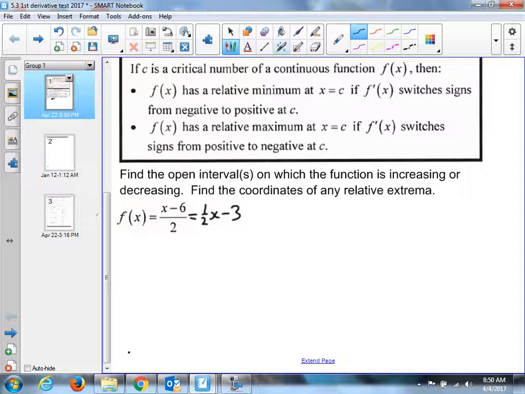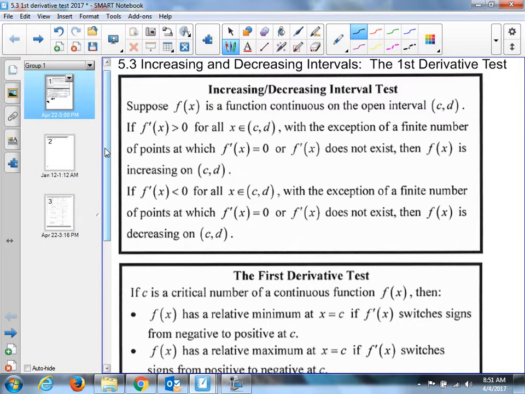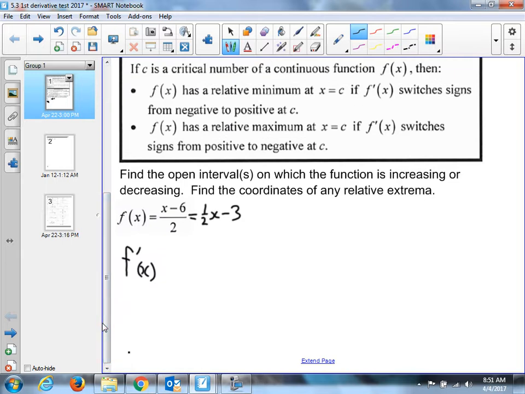So I'm going to go with f prime of x, on which the function is increasing or decreasing, and coordinates of any relative extreme. I'm going to see, without knowing anything, what is the derivative? It's 1/2, and it's only 1/2. It's positive 1/2. It doesn't change. When x is negative 5, it's 1/2. When x is positive 17, it's 1/2. Positive. So at all points, it is increasing. All points on the domain, which is all real numbers.